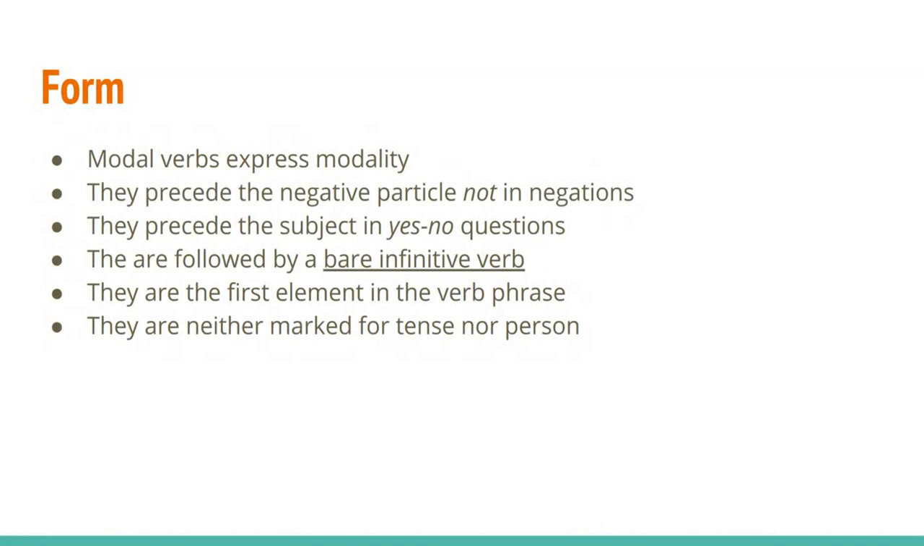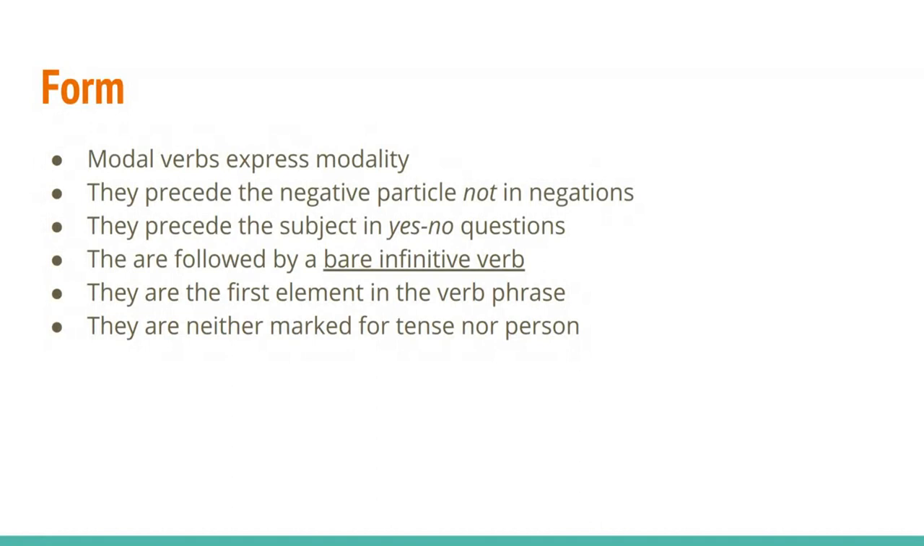Now, whenever we're dealing with form, it's always important to remember that modal verbs express modality. And this has to do with meaning, in fact, but it's important to highlight this since they express modality, meanings related to this, they are always accompanied by other verbs. That's why they are auxiliary verbs, modal auxiliaries, all right? Now, pertaining to the form itself, they precede the negative particle not in negations. So an example could be, I cannot do it. So after the verb can comes the not. That is, can is before not. It's preceding it, all right?